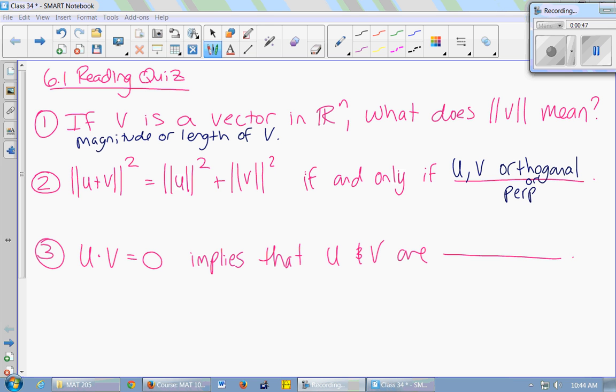What do you mean there? No. Nope. Because these are lengths, so lengths are always positive, and we're squaring them. So you have to say U and V are orthogonal or perpendicular. I would also accept U dot V equals 0, if and only if U dot V equals 0, because U dot V equals 0 implies that U and V are perpendicular or orthogonal.